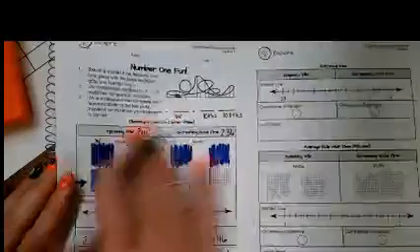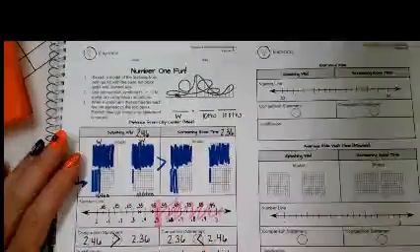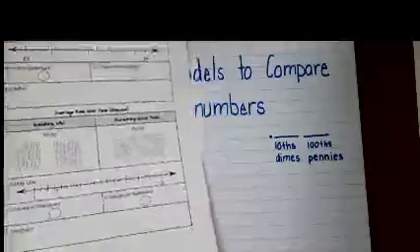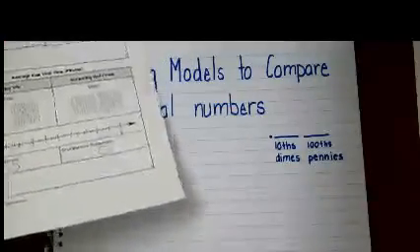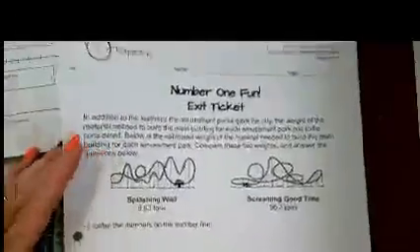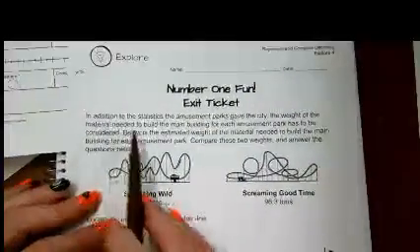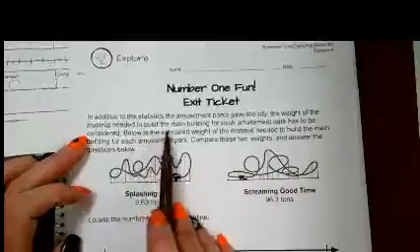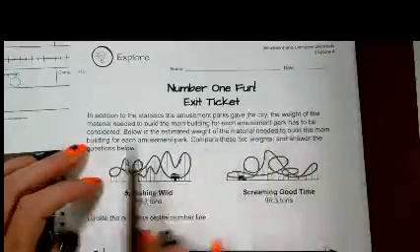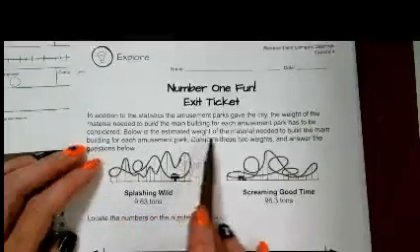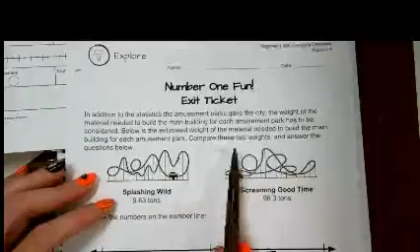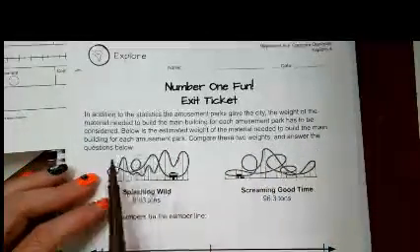All right, so that is for dealing with the manipulatives when it comes to the base 10 blocks, for the assignment. So let's look at the exit ticket, which needs to be done. On the exit ticket, it says, in addition to the statistics the amusement parks gave the city, the weight of the material needed to build the main building for each amusement park has to be considered. Below, you estimated the weight of the material needed to build the main building for each amusement park. Compare these two weights and answer the questions below.